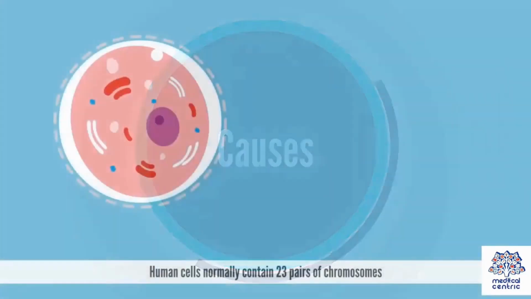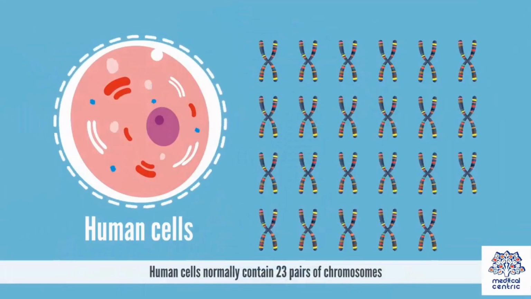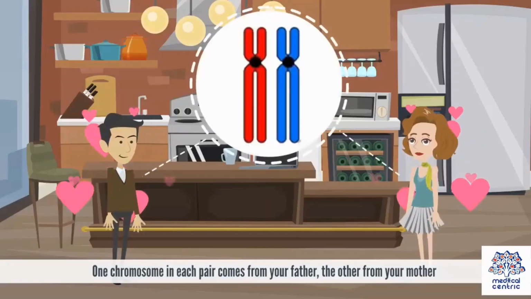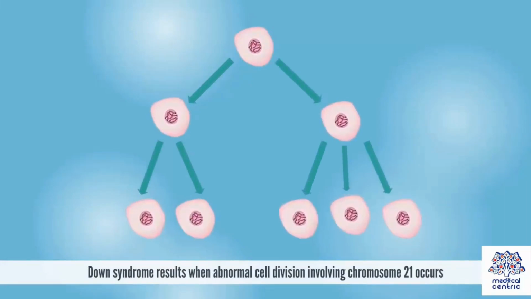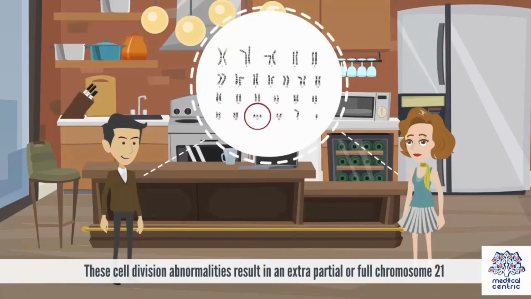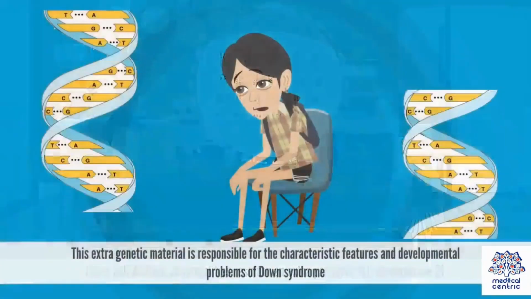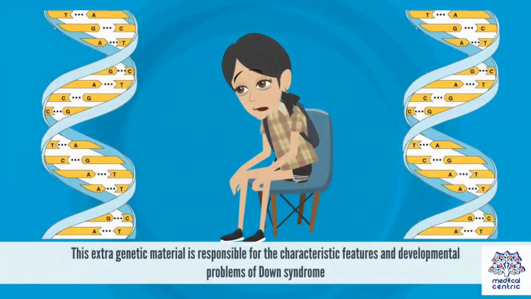Causes: human cells normally contain 23 pairs of chromosomes. One chromosome in each pair comes from your father, and the other from your mother. Down syndrome results when abnormal cell division involving chromosome 21 occurs. These cell division abnormalities result in extra partial or full chromosome 21. This extra genetic material is responsible for the characteristic features and developmental problems of Down syndrome.